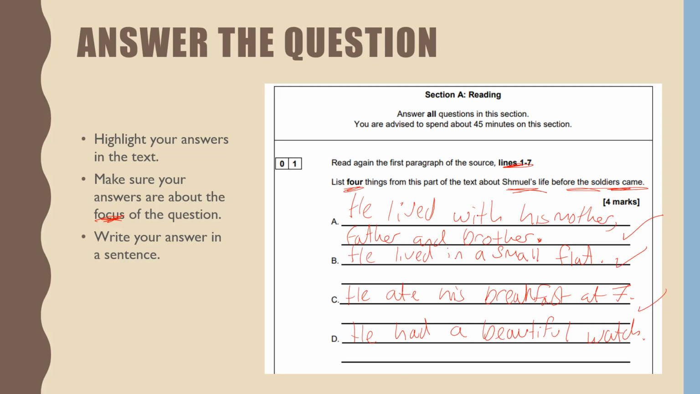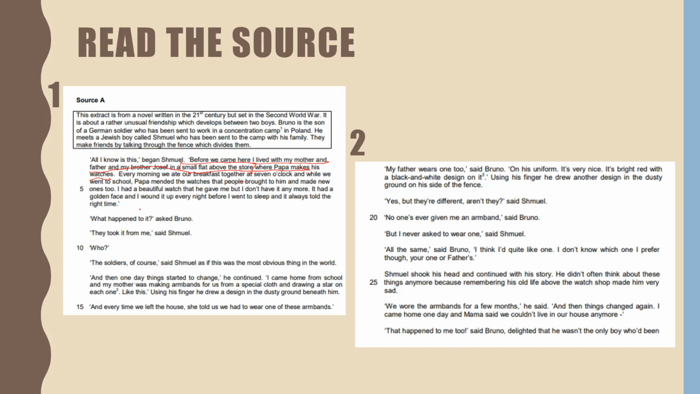Notice how what I didn't do is just write down the answers without going back to the text. Every time I wrote one, I went back to the text to make sure that it actually does say that, because it can be easy to get confused, especially if you're stressed out in the exam itself. It can be easy to think, oh yeah, it said he had an old watch, so you might write he had an old watch, but that's not right. This is a beautiful watch. So you need to make sure that you go back to the text to make sure 100% that what you're writing is correct.